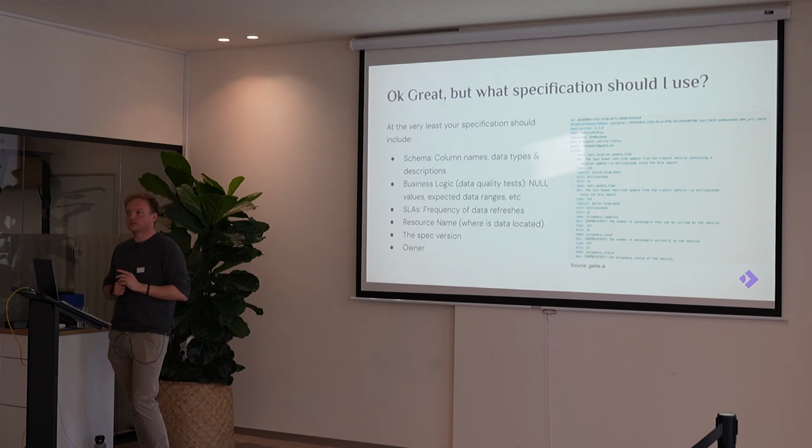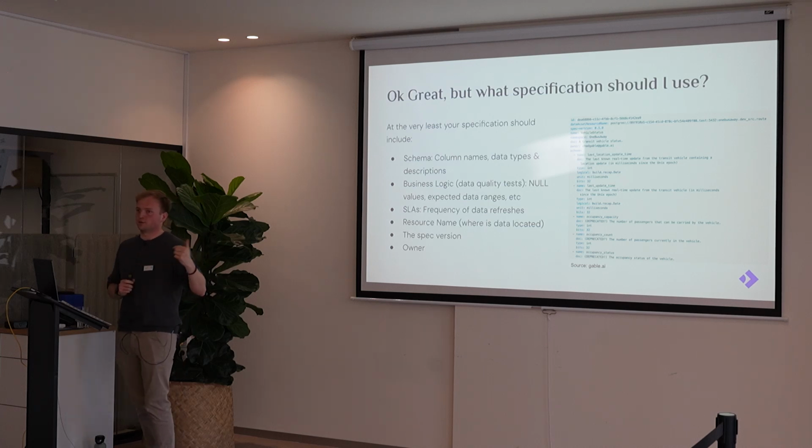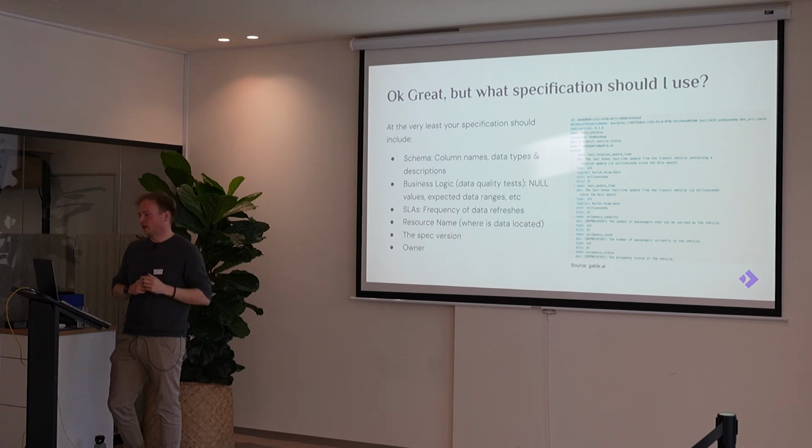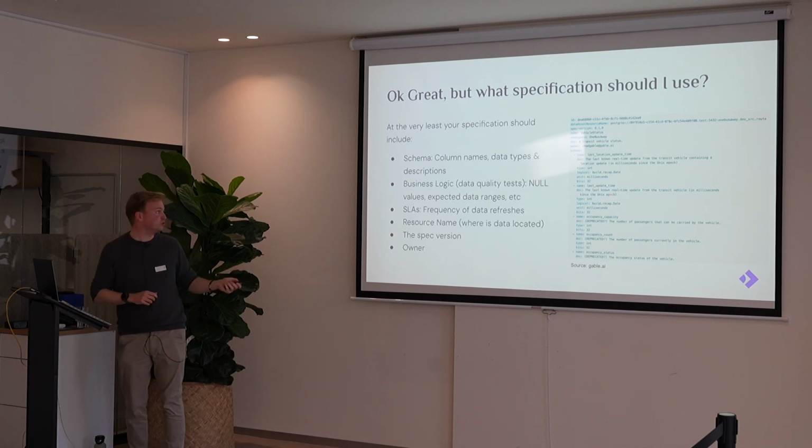Also SLAs, most important one is how often is the data refreshed. There's other ones as well. Resource name, where can you find the data? Like a resource address, is it this S3 bucket path, is it this Snowflake table in this database in this schema, things like that. The specification version, so you can evolve it when you might want to add more things later. And then who is the owner? Who should I contact when something goes wrong? So that could look something like this. This is from the company I just showed you, Gable.ai, that came up with a specification. So this is what you would do when you make your own specification.